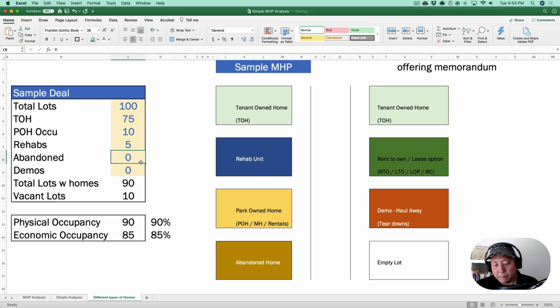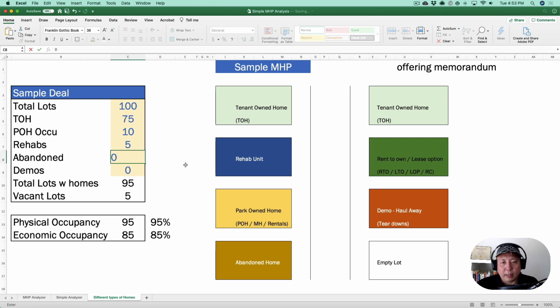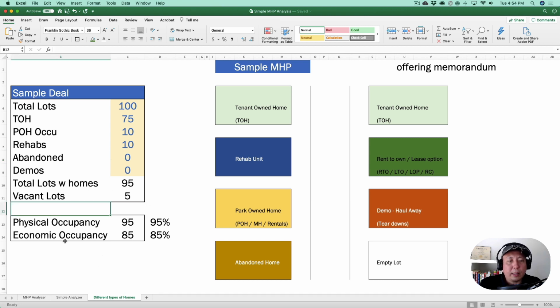Or maybe these abandoned, once you figure out the abandoned process, end up becoming rehabs for you. So now again, you have 5 empty lots, vacant lots, because of the demos that you hauled away. The abandoneds got converted to rehabs. So you have a total of 95 lots that actually have homes on them. So here, take a look at the bottom.